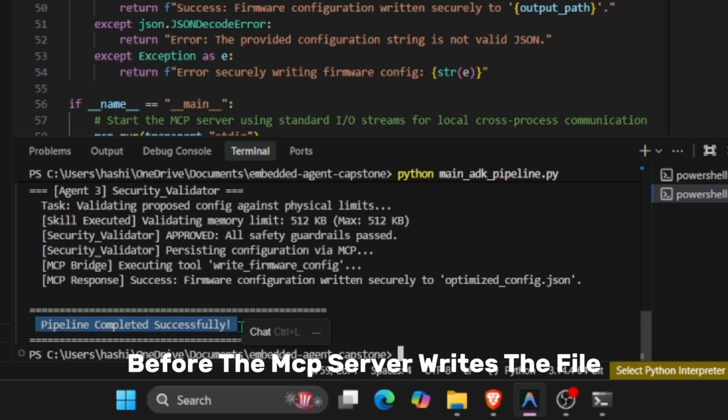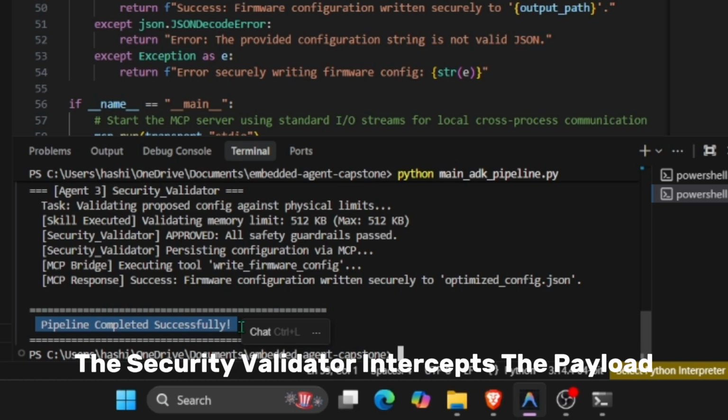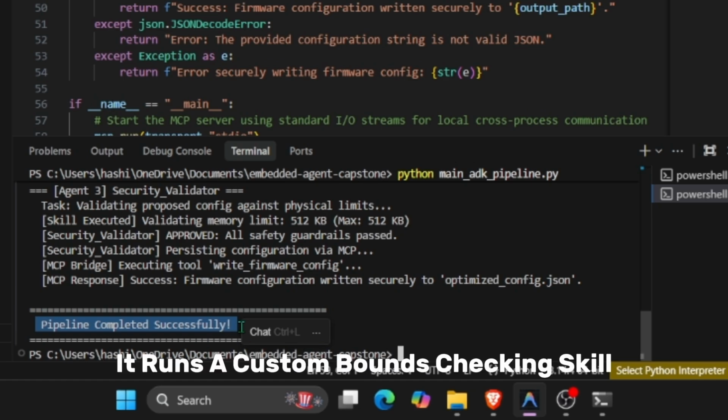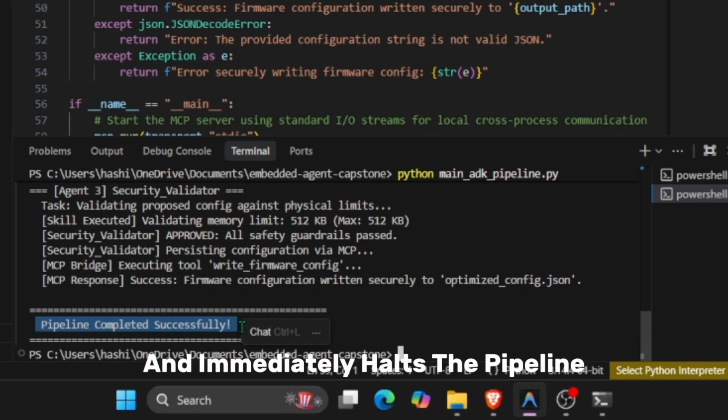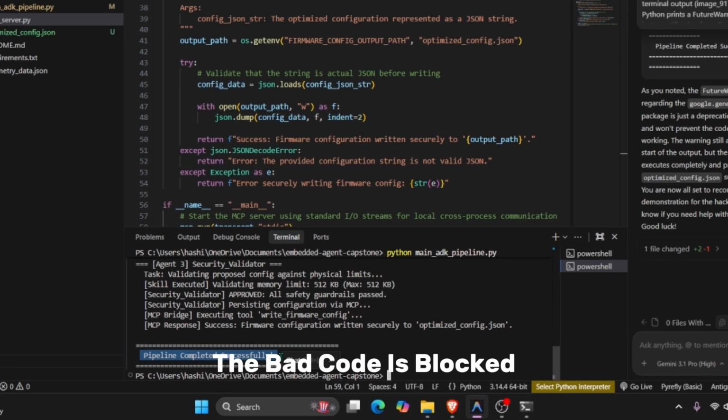Before the MCP server writes the file, the security validator intercepts the payload. It runs a custom bounds checking skill, detects the hardware limit violation, and immediately halts the pipeline. The bad code is blocked.